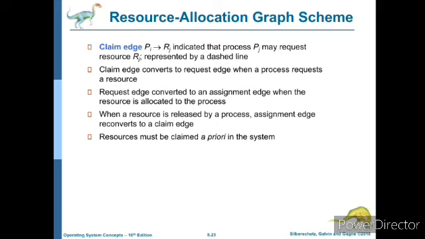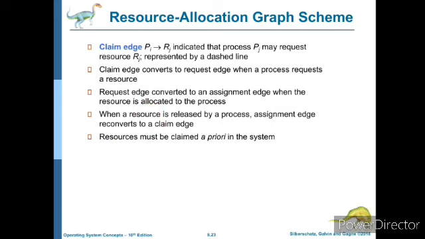Now suppose that a process Pi requests the resource Rj. The request can be granted only if converting the request edge Pi to Rj into an assignment edge Rj to Pi does not result in the formation of a cycle in the resource allocation graph. If there is no cycle, then the allocation of the resource will leave the system in a safe state. If a cycle is found, then the allocation will put the system in an unsafe state. In that case, process Pi will have to wait for its request to be satisfied.